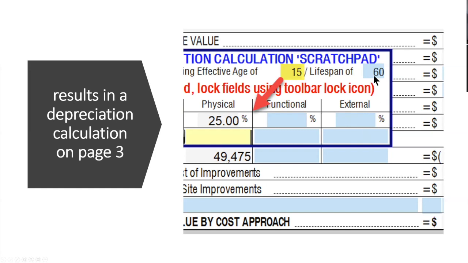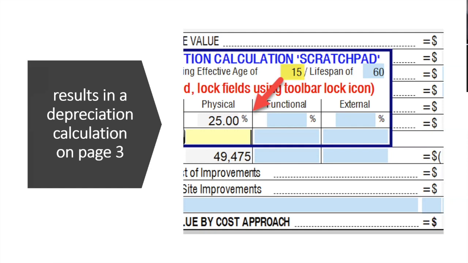Okay, so now this might be already in your settings on your software, 60-year lifespan. You can change that in your software. But this 15 came from page 1. It was your estimate of effective age. 15 divided by 60 is 25%. So we've got 25% physical depreciation, okay? And we'll talk about functional and external later. So this 25% represents roughly $50,000 in this grid where I got the screenshot.